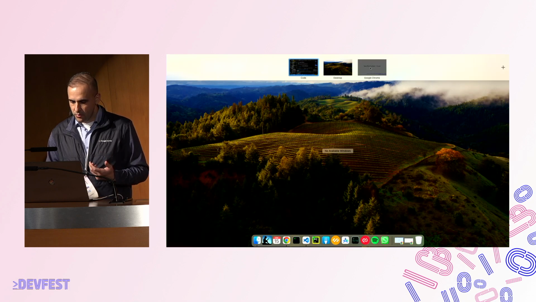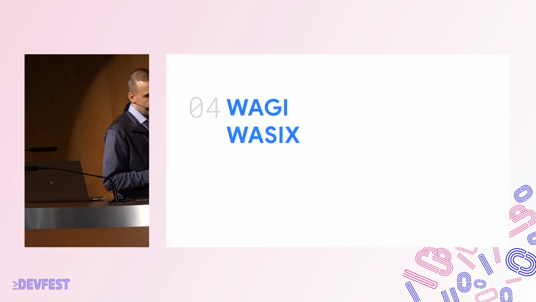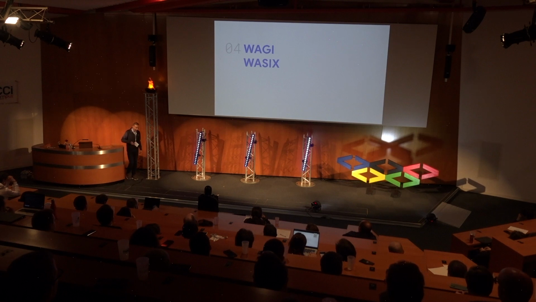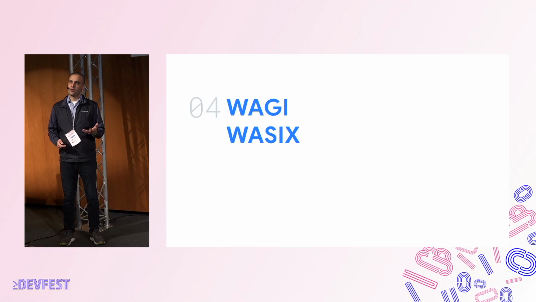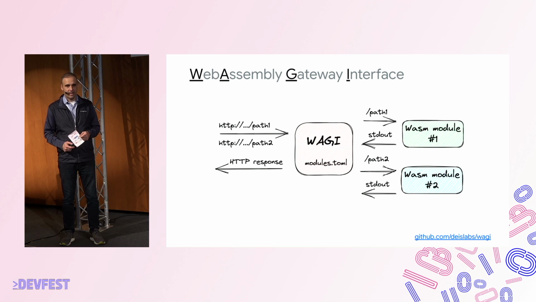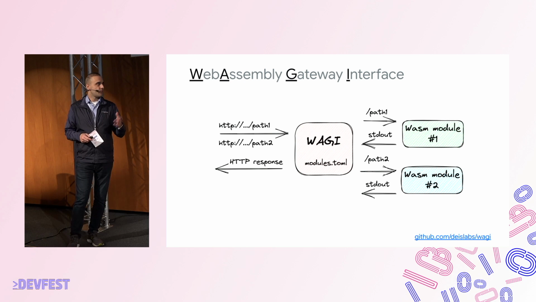So let's move this again. All right, this is all good, but now we want to work on actual services. We want to be able to run cloud microservices, for example, using WebAssembly. That's not possible today because of the WASI limitations, but there are a couple of projects trying to solve that. One of them is called Wagi, which stands for WebAssembly Gateway Interface. If anyone remembers CGIs from back in the day, it's a similar concept applied to WebAssembly.